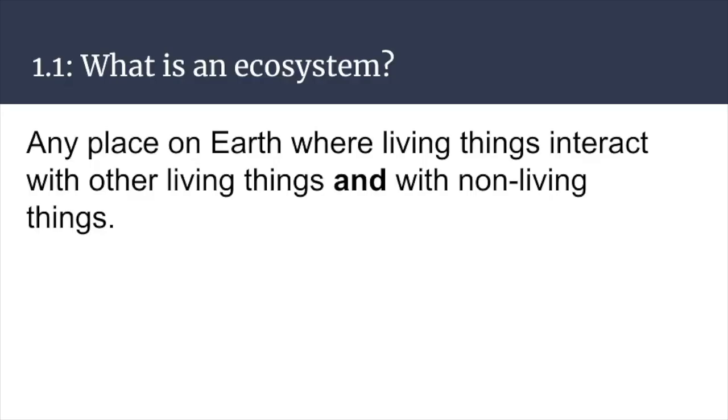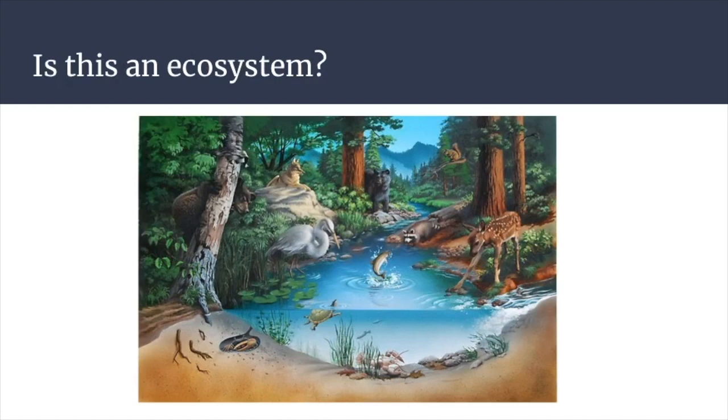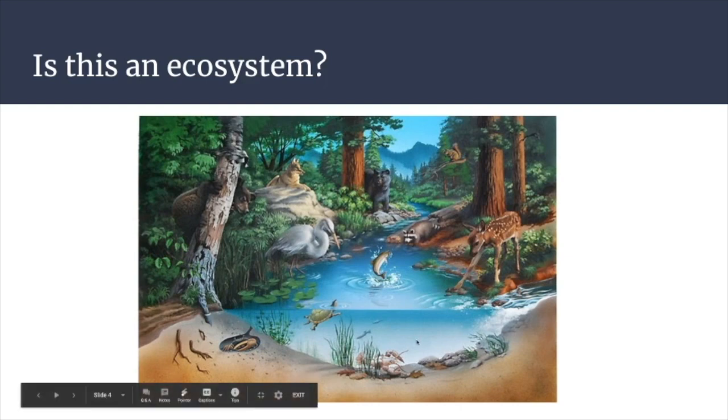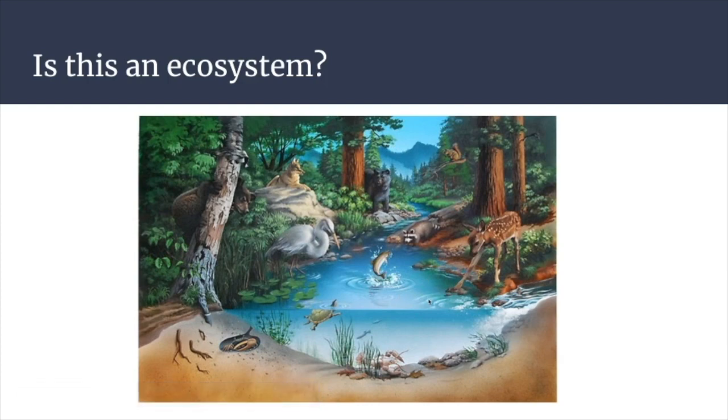So I'll start out with the idea of what is an ecosystem. An ecosystem is just any place on Earth where living things interact with other living things and with non-living things. So they need to interact with each other and also with stuff that isn't alive. Once that's happening, you're talking about an ecosystem. So this is very much an ecosystem. It's easy to definitely say, yep, it's an ecosystem. Why? Well, look at all these living things interacting with each other and also with non-living stuff. They're interacting with the water, which is non-living. They're drinking. Definitely an ecosystem.